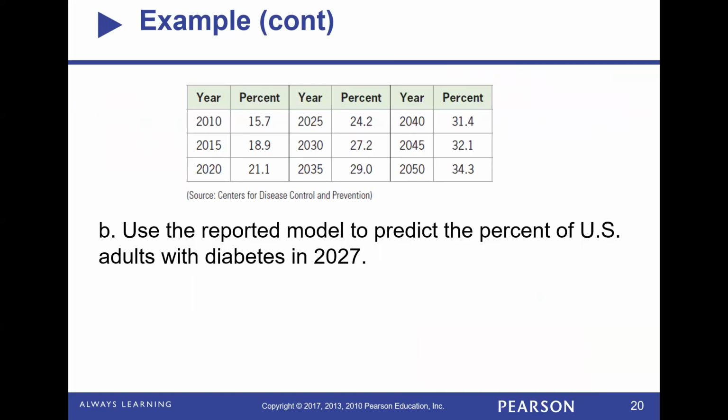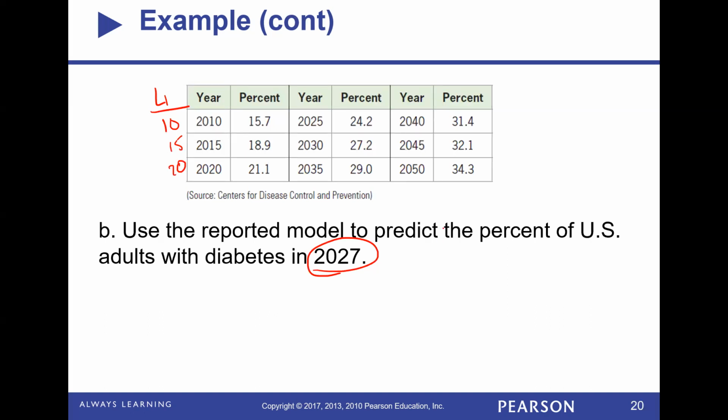Okay. So use the reported model to predict the percent of US adults with diabetes in the year 2027. Again, remind yourself that you did not plug in 2010 in the calculator. You plugged in 10, 15, 20, and so on. Because this was my list 1, and we don't talk about it in terms of the year. We always say the number of years since something.